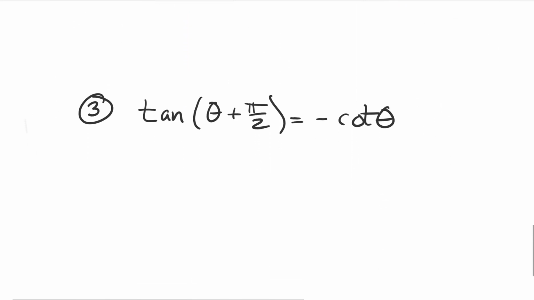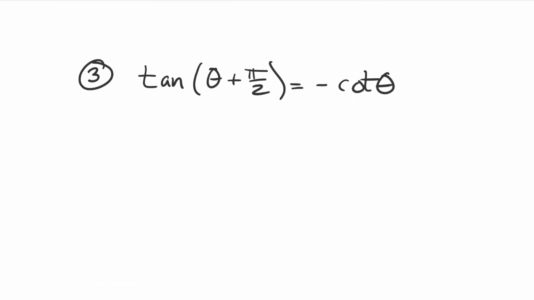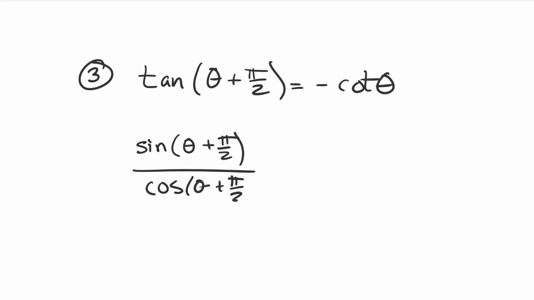And to the last. Tangent of theta plus pi over 2 is equal to negative cotangent of theta. We're going to play that same game, but you're like, Mike, you barely even showed us tangent. I know. I don't know how to solve this with the tangent formula. I think I could probably plug it in, but I don't have it memorized. But I do know that this is equal to sine of that over cosine of that.